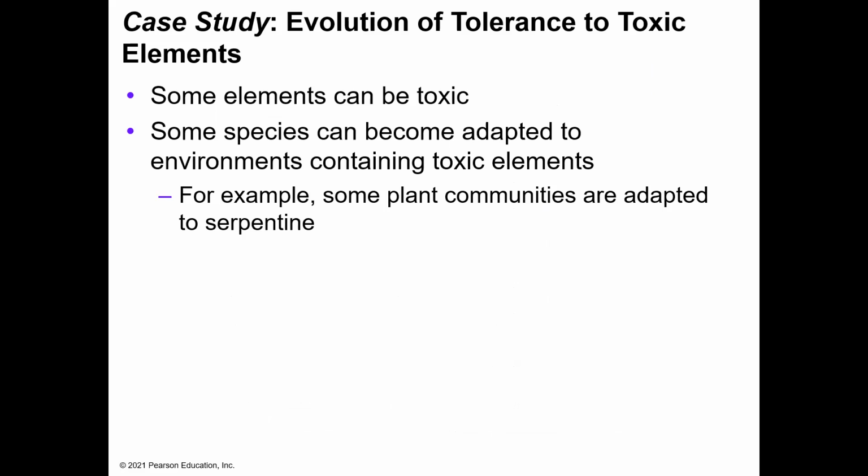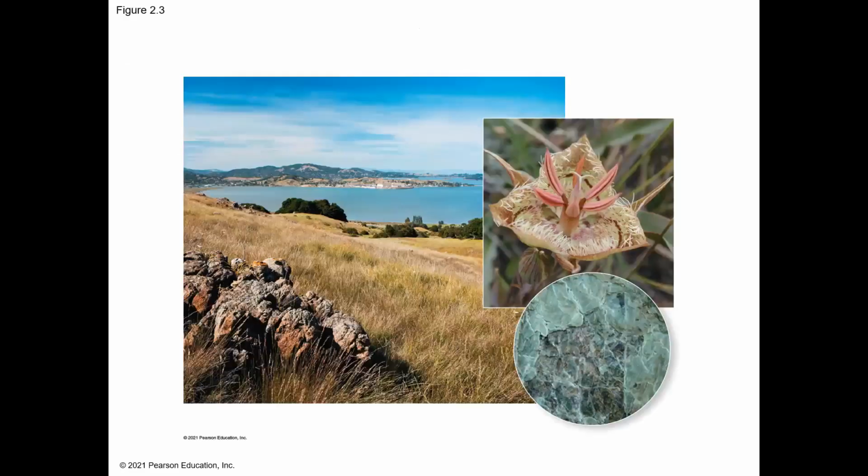So some elements can be toxic to an organism, depending on the organism. And some organisms have evolved to be able to withstand the toxicity of some elements. And so they have adapted to those toxic environments. The example I want to give here is how plants have adapted to serpentine.